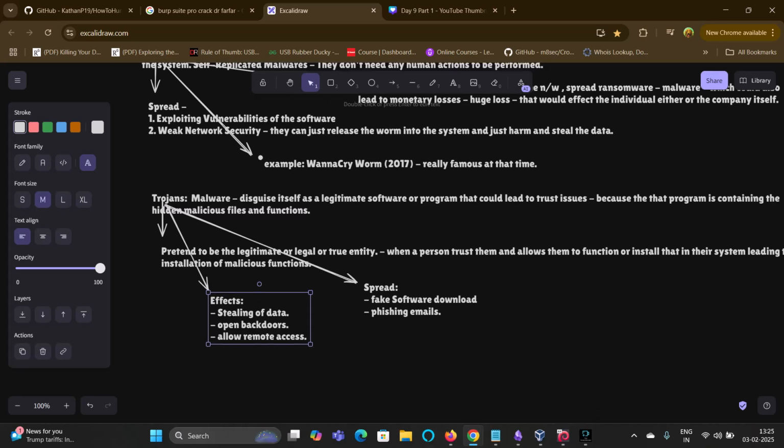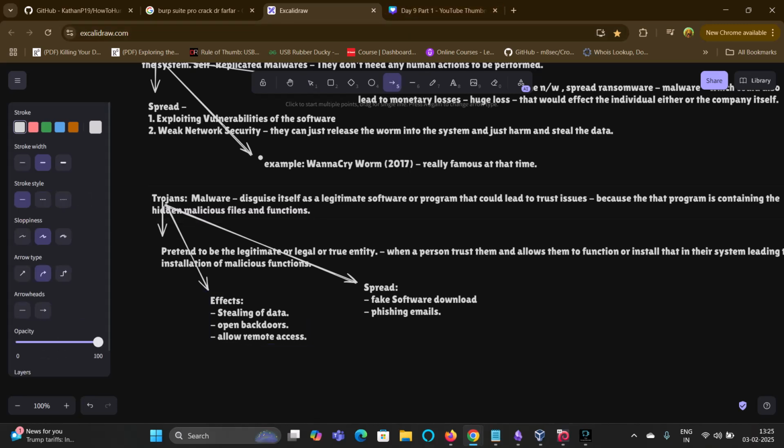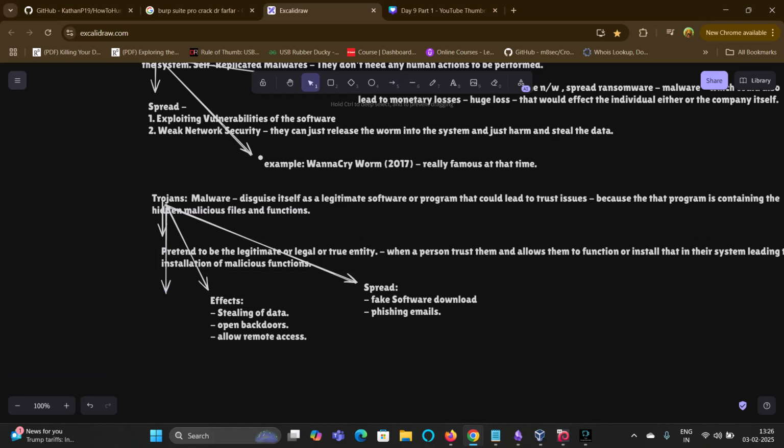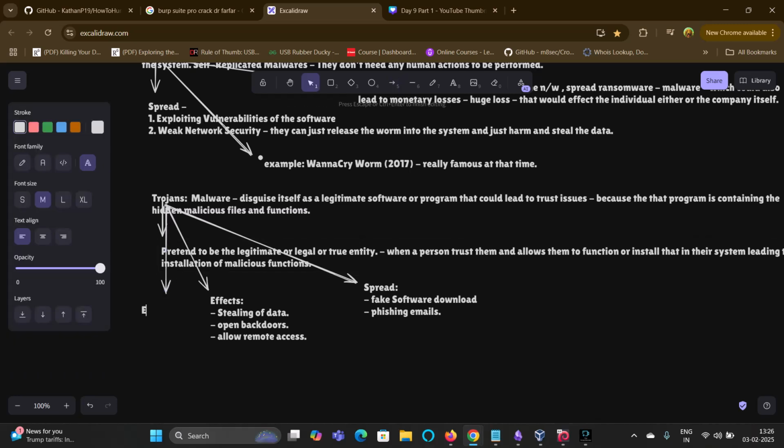And after getting remote access, the attacker can do whatever they wish with a particular system, or you can say the network. Now moving on further, we are going to discuss a particular example of a Trojan, which is the Zeus Trojan. What is basically the Zeus Trojan? Zeus Trojan was a banking Trojan that stores financial data from a particular system, or you can say a company, and that's how Zeus Trojan worked.